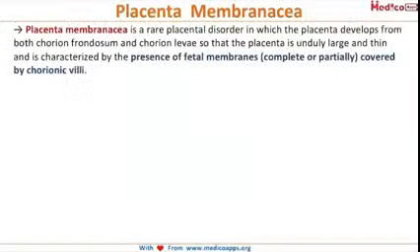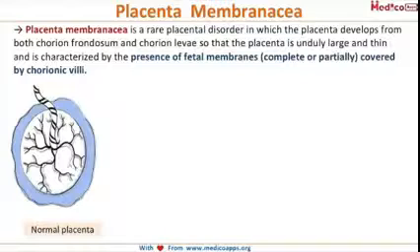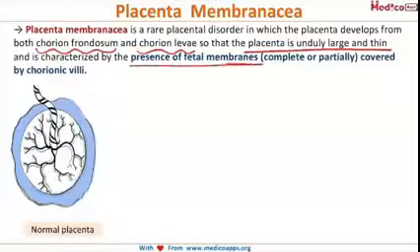Now, the next type of placental abnormality that we are going to talk of is a rare placental disorder called placenta membranacea, and in this the placenta develops from both the chorion frondosum as well as the chorion laeve, and because of this the placenta becomes unduly large and thin and is characterized by the presence of fetal membranes covered by the chorionic villi.